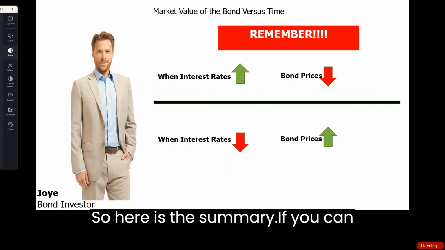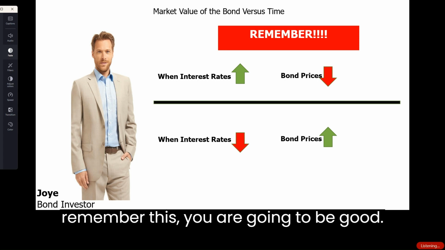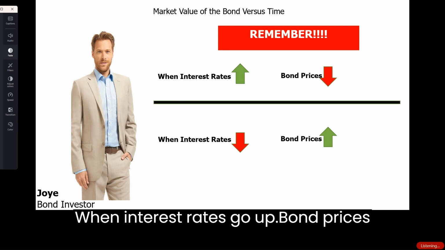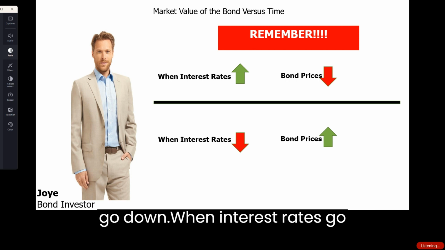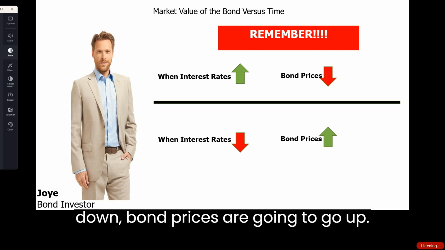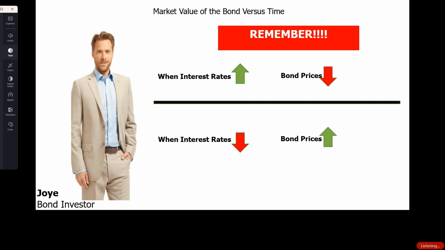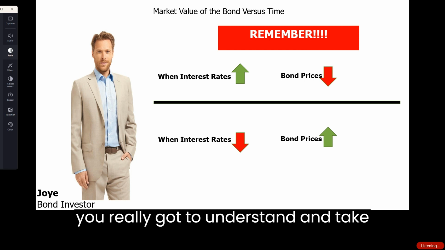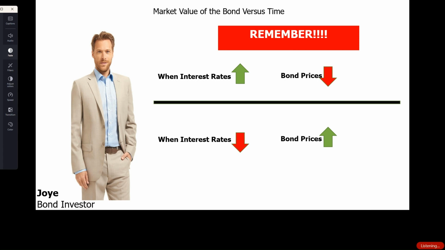So here is the summary. If you can remember this, you are going to be good. When interest rates go up, bond prices go down. When interest rates go down, bond prices are going to go up. It's really that simple. And that's what you really got to understand and take away from this lesson.